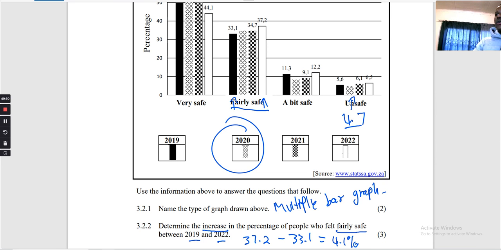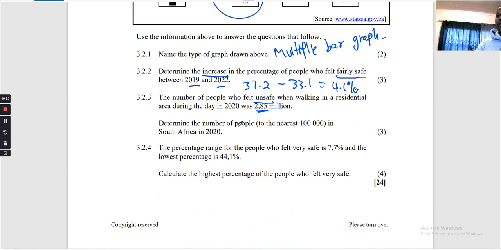Okay, so if we estimate something like 4.7, it is 4.7%. This is the percentage of people that felt unsafe in 2020. But then this percentage represents 2.85 million.